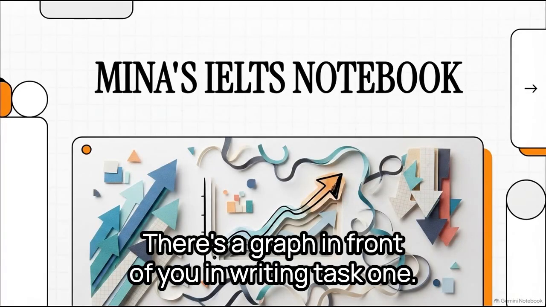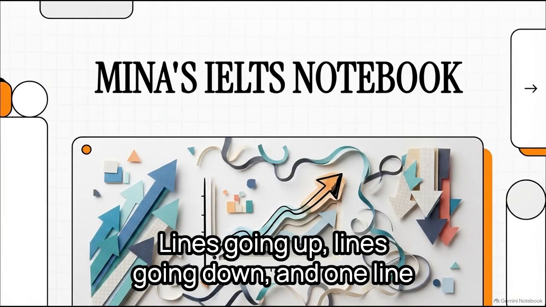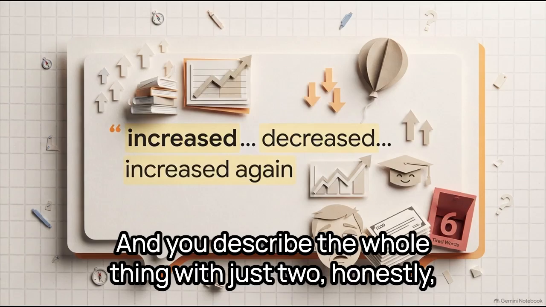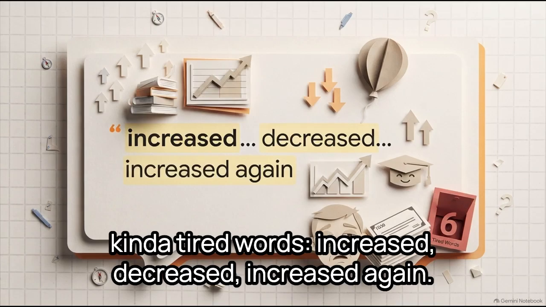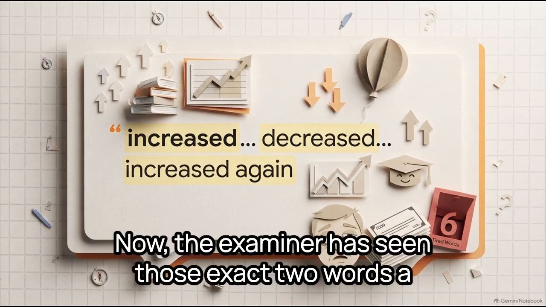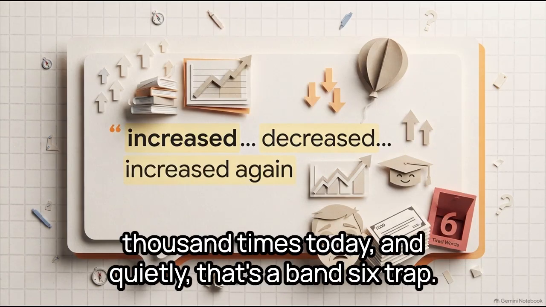Picture this. There's a graph in front of you in writing task 1. Lines going up, lines going down, and one line wandering all over the place. And you describe the whole thing with just two, honestly kind of tired words: increased, decreased, increased again. Now, the examiner has seen those exact two words 1,000 times today. And quietly, that's a band 6 trap.